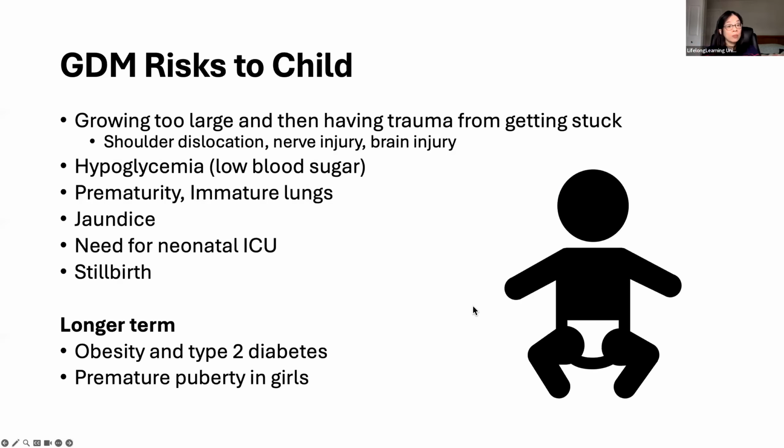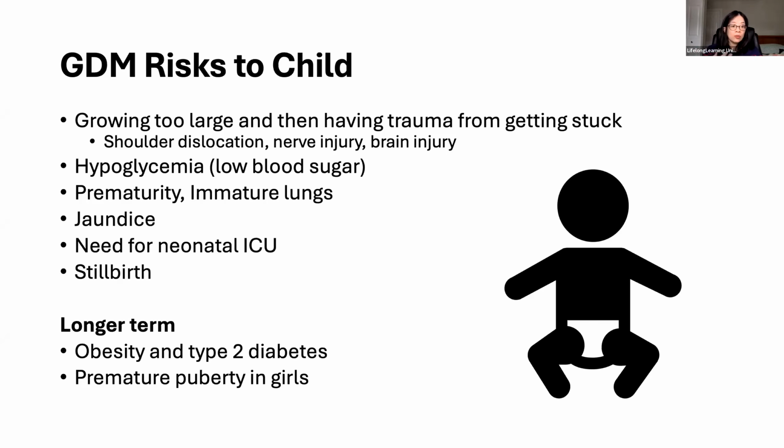When it comes to the baby, we are concerned about the baby growing too large and then getting stuck in the birth canal. So if the baby gets stuck, they can dislocate their shoulder. They can get nerve injury from the nerves between their head and their neck because they're having difficulty getting out of the birth canal. And in extreme cases, if the baby gets stuck and something happens with the cord, they're at risk of brain injury.